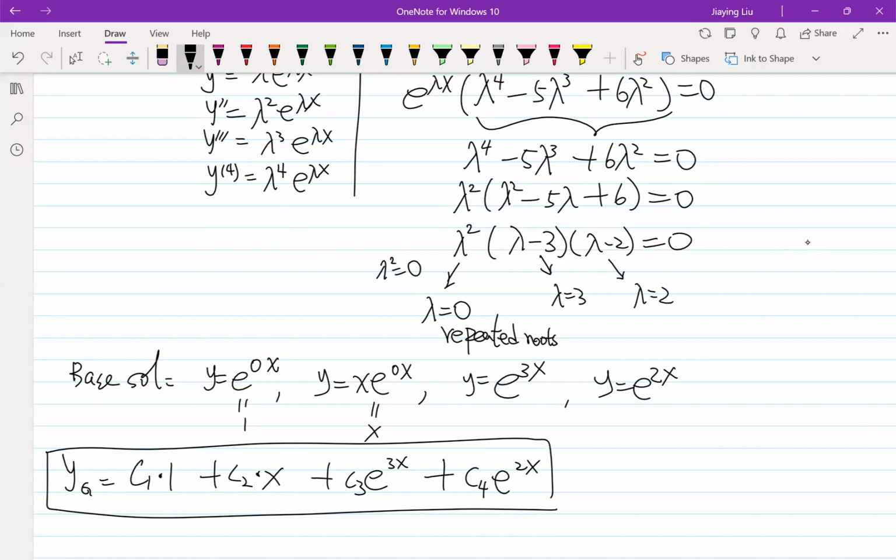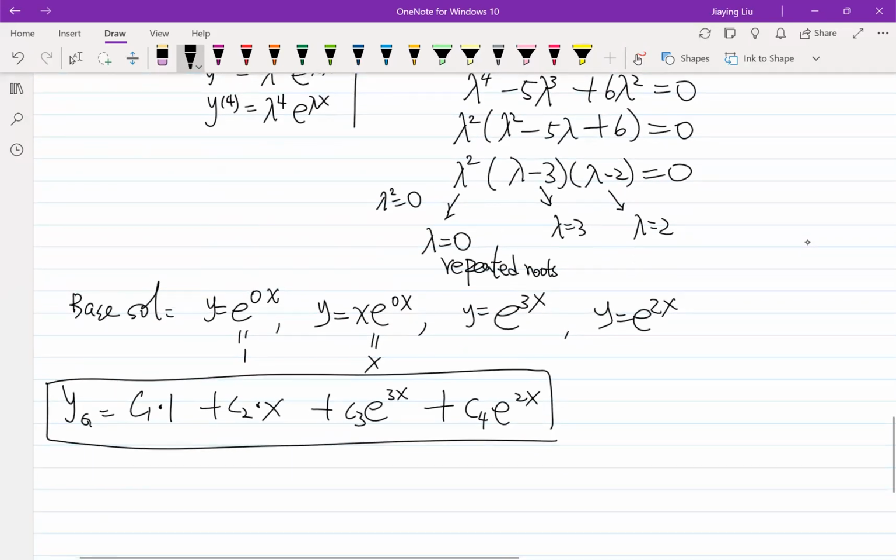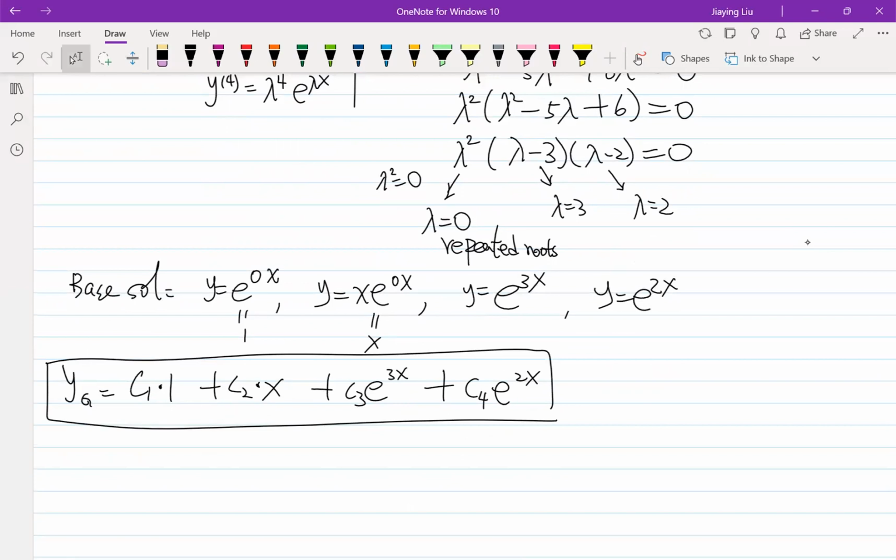Any questions? For all these questions, at the end of the question, we're going to be asked to find the solution interval. Is that correct or no?